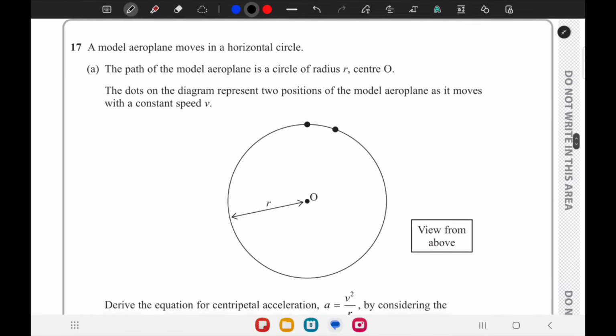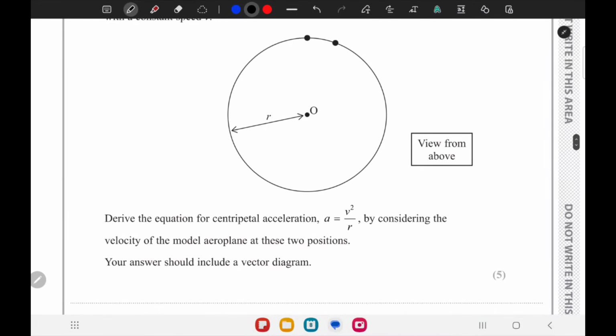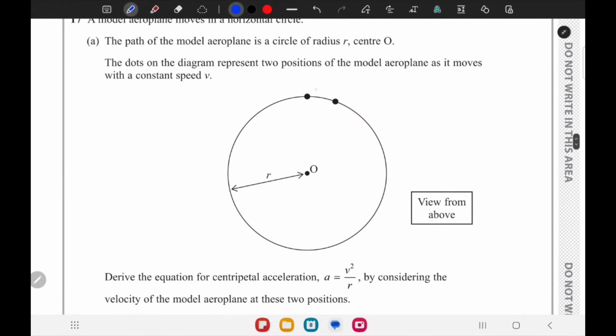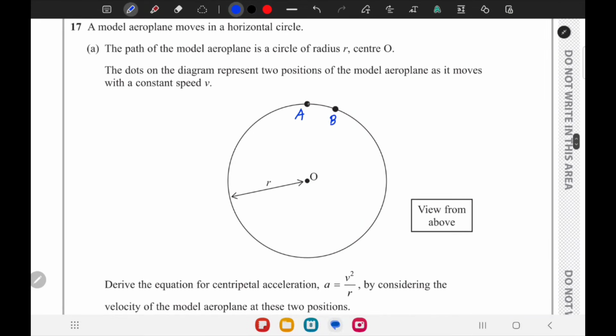Question 17 is about circular motion. So this is the vector. We have to prove the equation for circular motion with acceleration equals v squared by r using a vector diagram. We can consider this point to be A and this to be B. At A, the particle will have a velocity like this, and at B, the velocity would be something like this. This is VA, this is VB. VA and VB would be of the same magnitude.